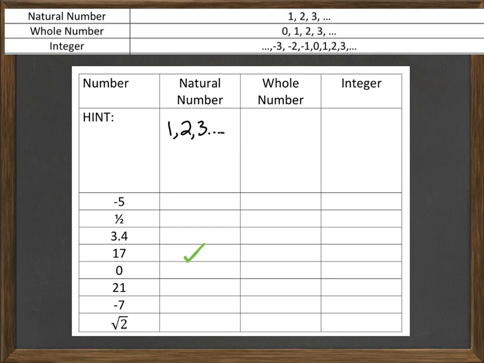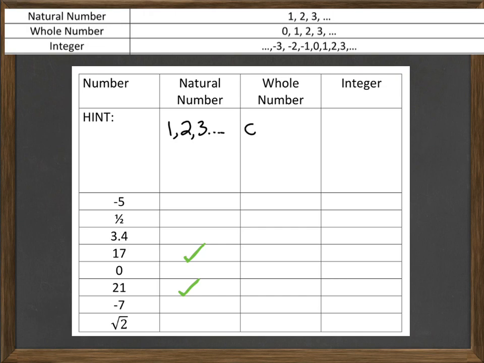How about 0? If I count 1, 2, 3, will I ever get to 0? No. How about 21? Yes, I could count up to 21. How about -7? Nope. How about square root of 2? You can type that in the calculator if you want. It's like 1.414, so on and so forth. Again, I'm not going to get there by counting. So there's no check mark there. So in this list of numbers, the only ones that are natural numbers are 17 and 21.